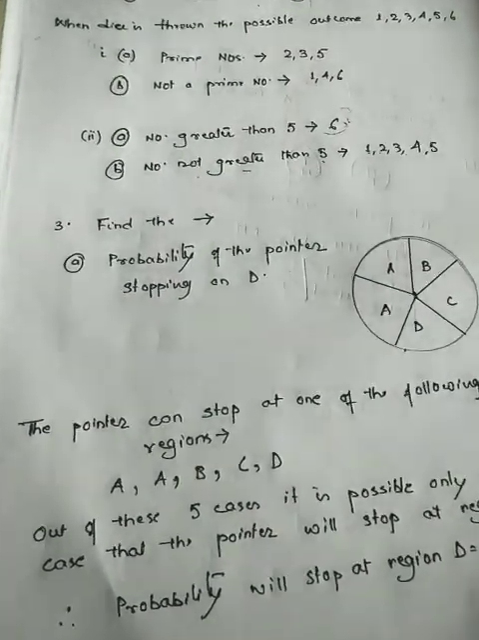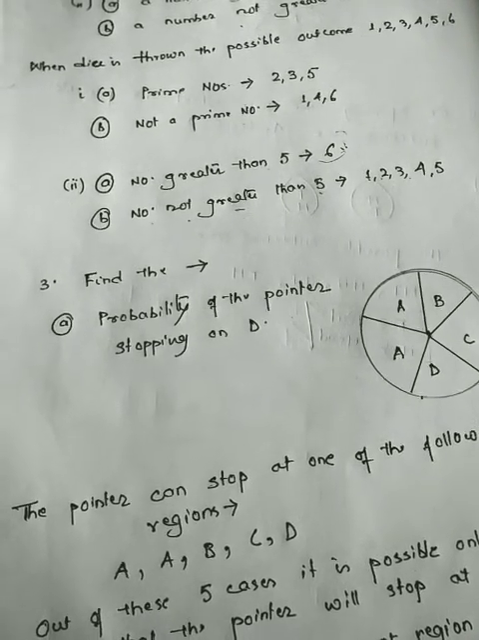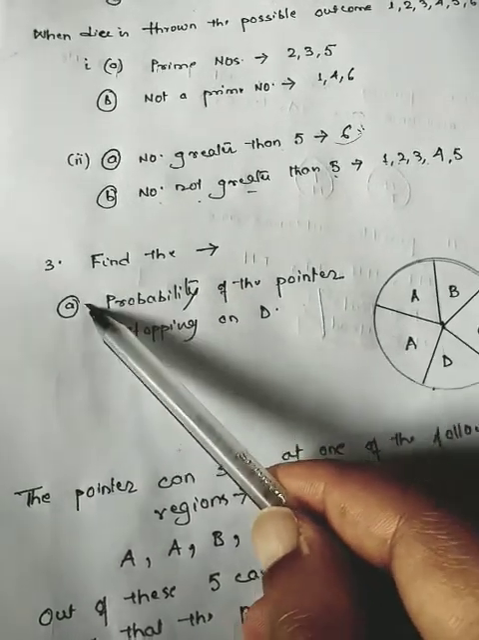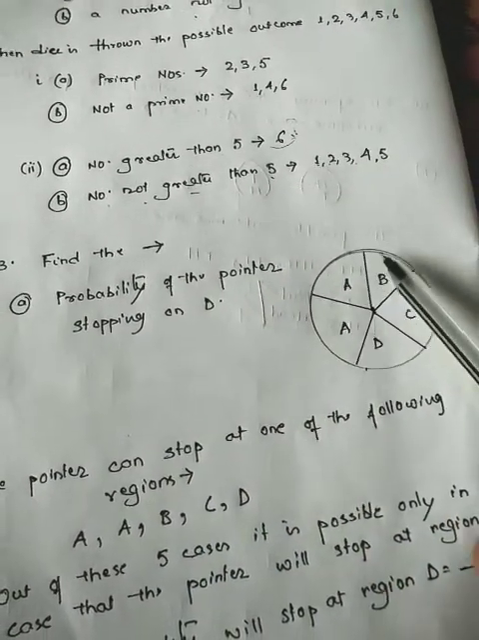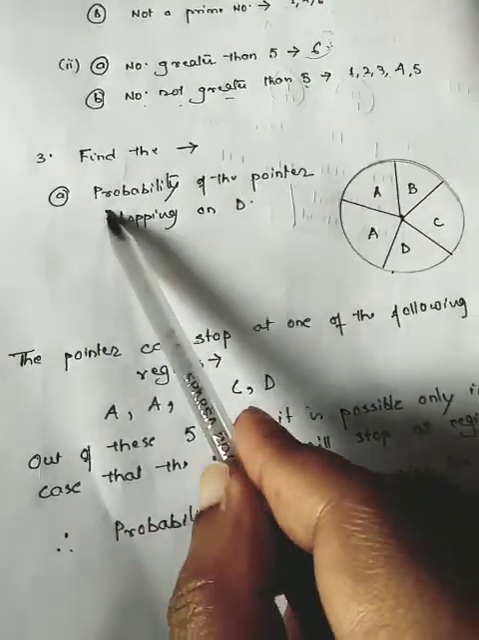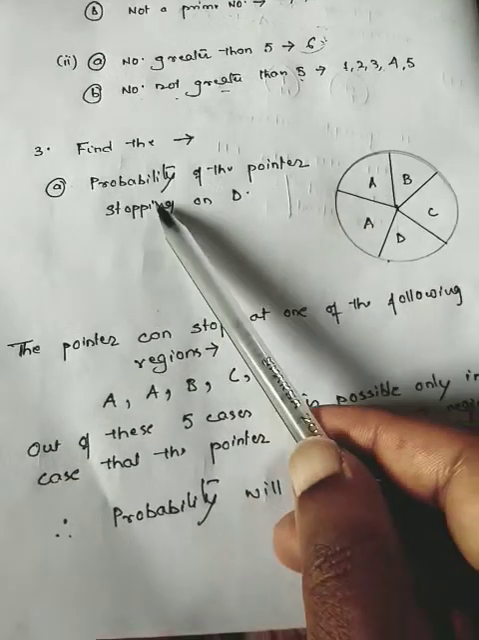Now in question number 3, the first part, sum A, is related to question number 1. We have studied this spinner. This time the question is about probability. How do we find the probability? It's not only the outcome, but what is the probability?